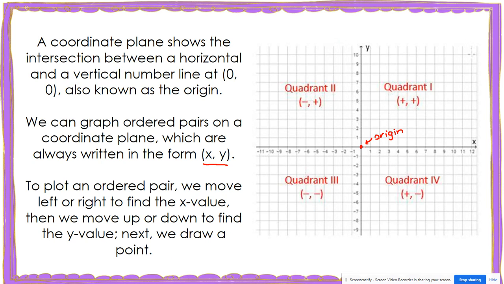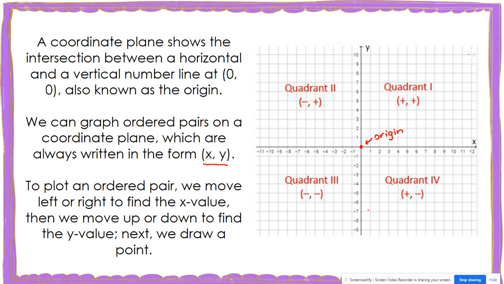Quadrant 4 now has an x-axis that contains positive numbers and a y-axis that still contains negative numbers. Any number or ordered pair plotted in quadrant 4 will have a positive x value and a negative y value.